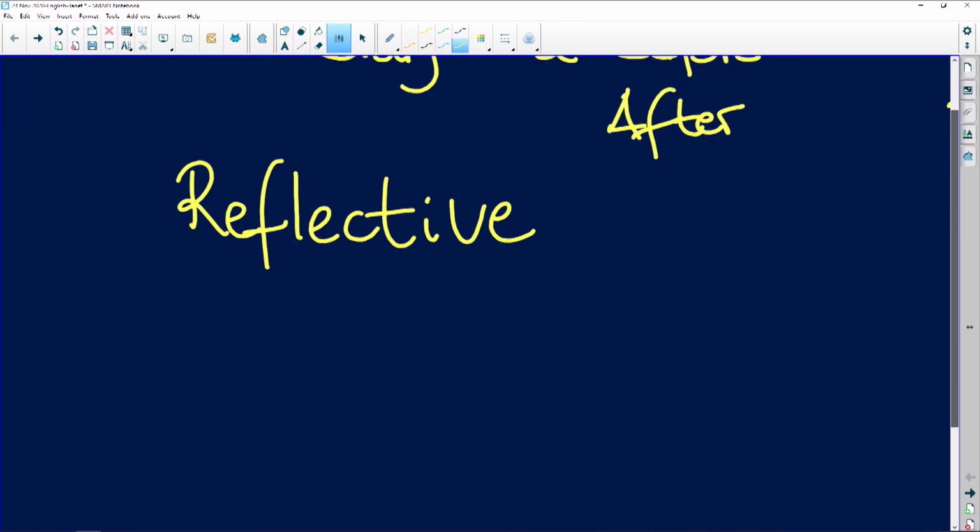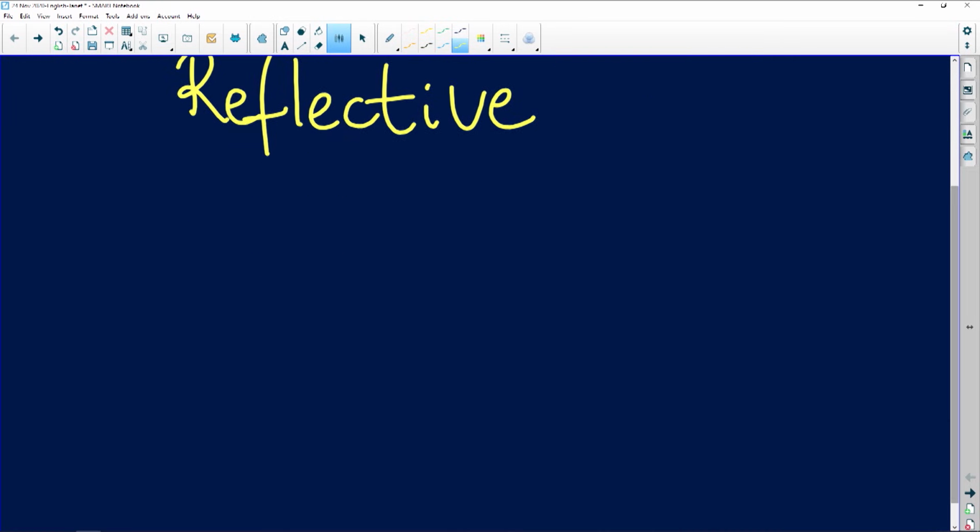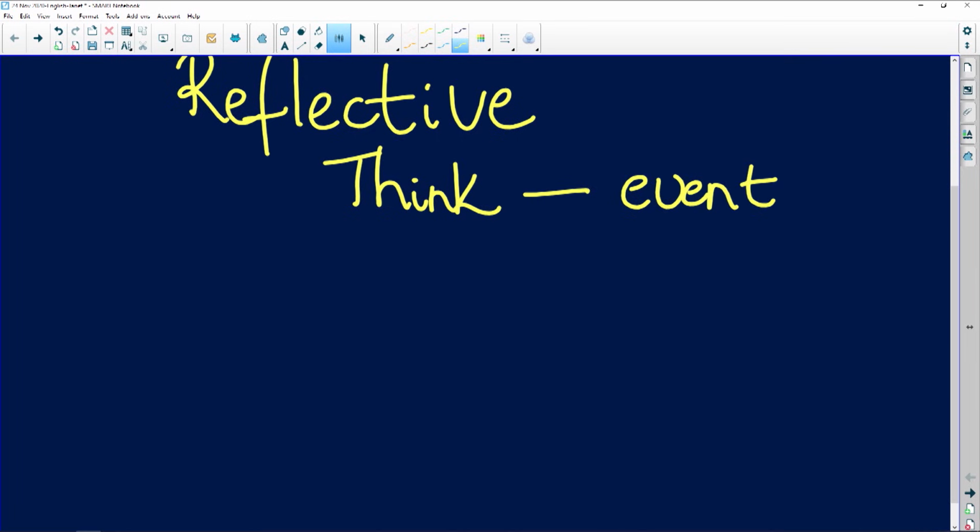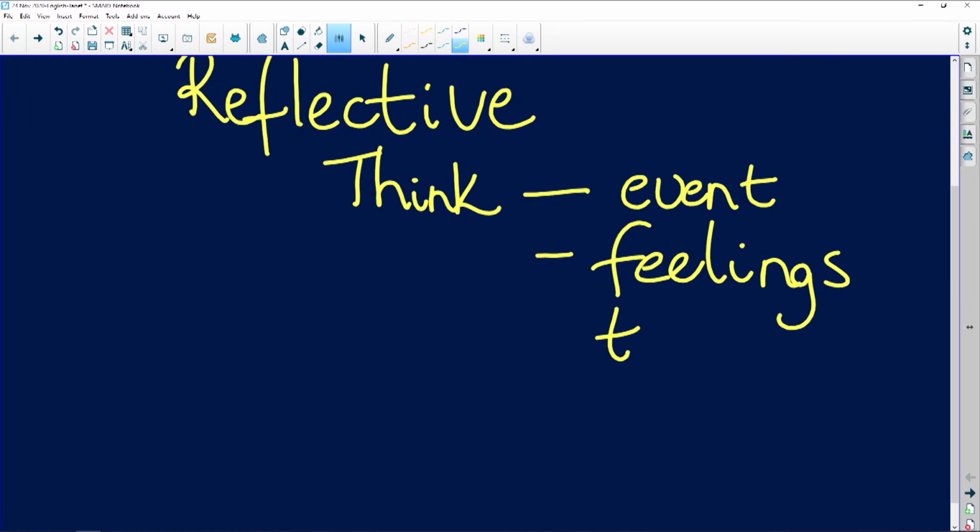So you need to imagine that you are going to reflect, think about an event, something that is going to happen or has happened, and you're going to describe your feelings about that, your thoughts, your responses.